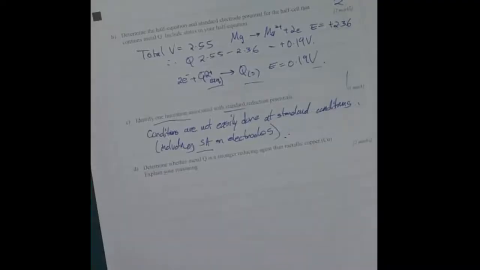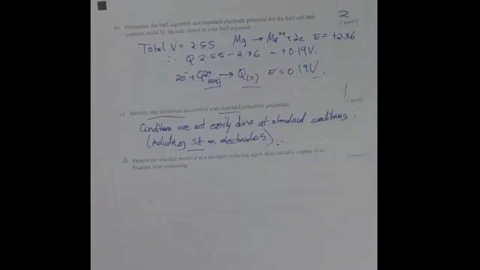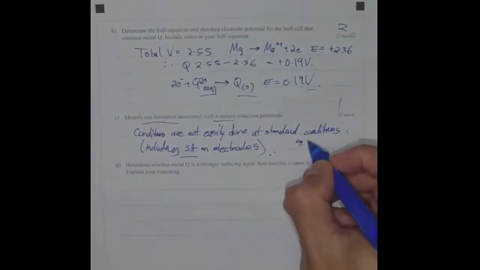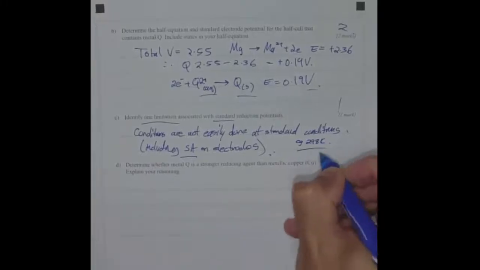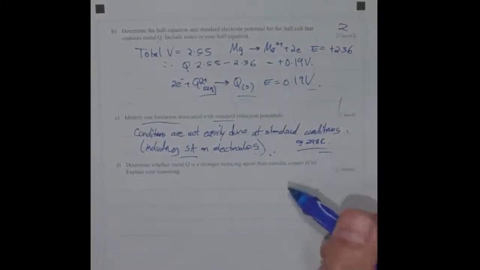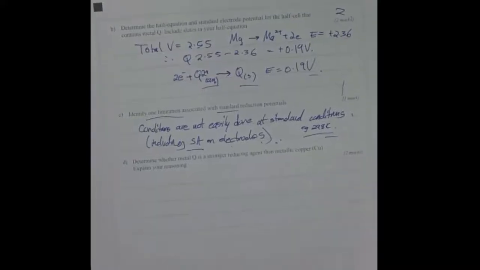So I have to give myself a mark for that one. Maybe I should put for example 298 Kelvin, some extra specifics. Although I did put 2 things down. I think that would get the mark.